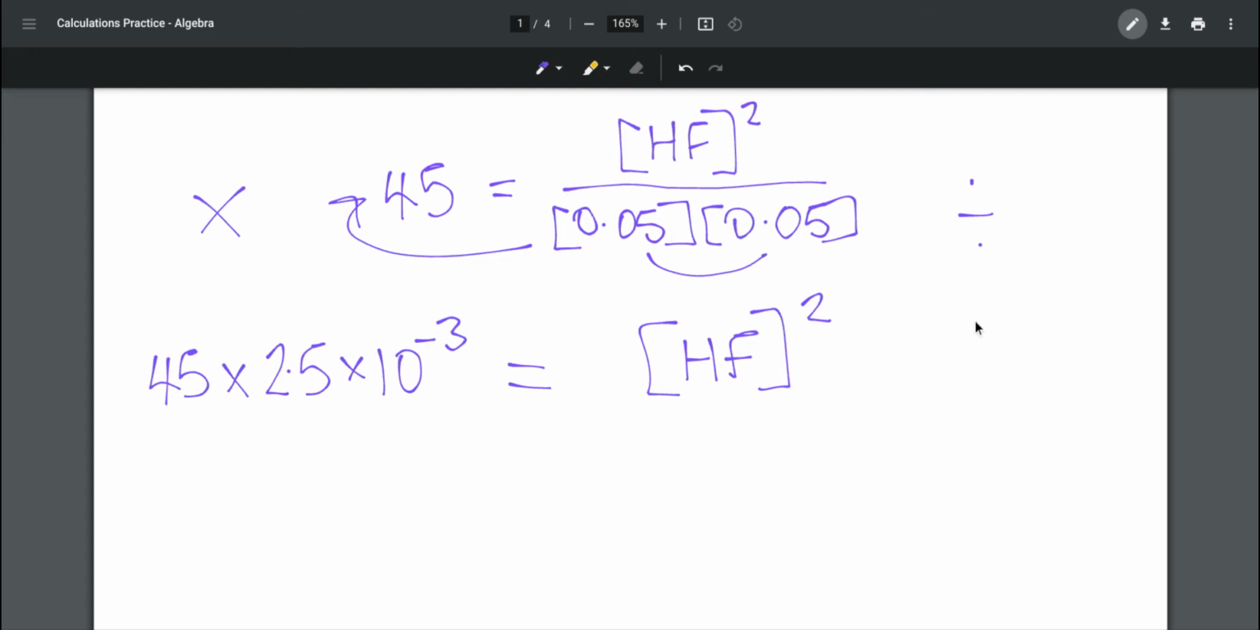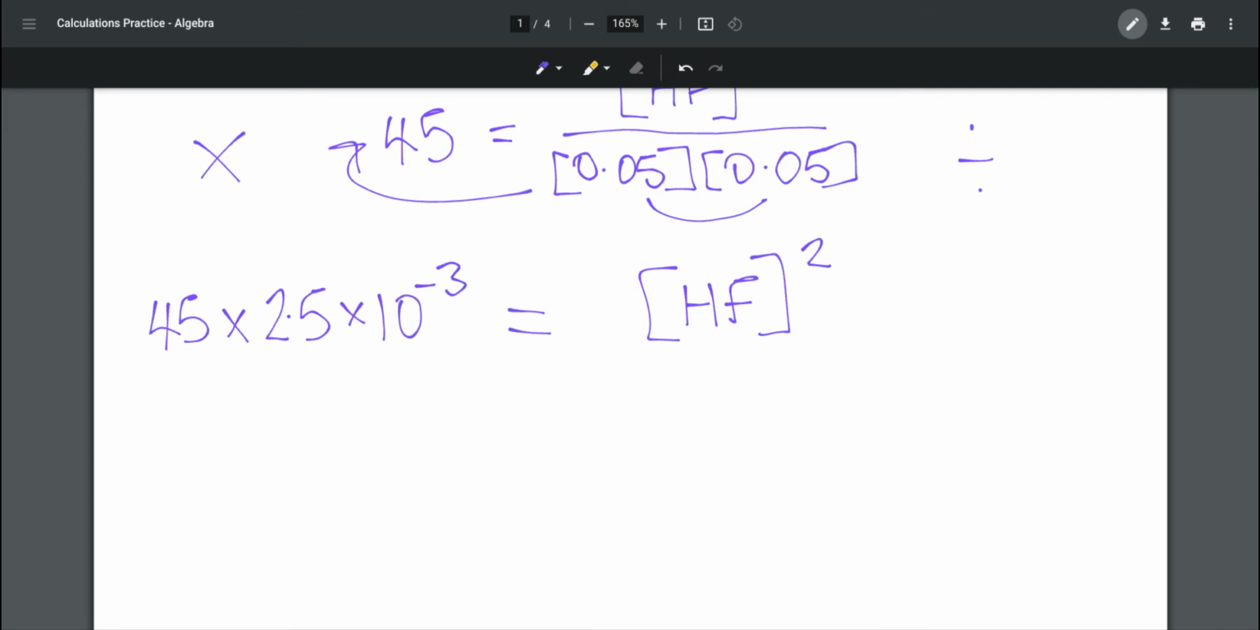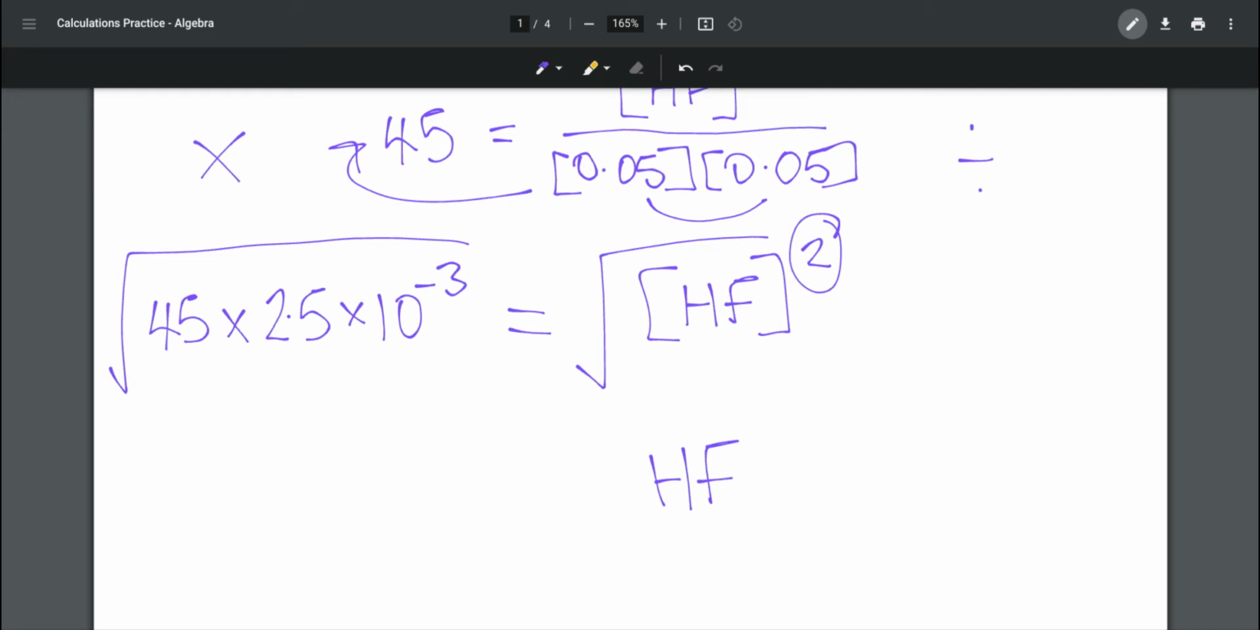Now, this next part, we're having to say to ourselves, we have a squared on one side and we don't want it there. The easiest way to do that is just to square root both sides. So if we square root this side and square root this side, we end up with HF equals, and whatever the square root of that number is, now it ends up being 0.1125.